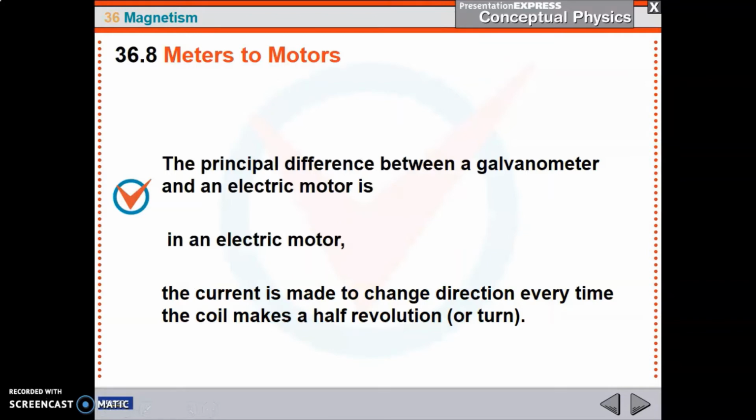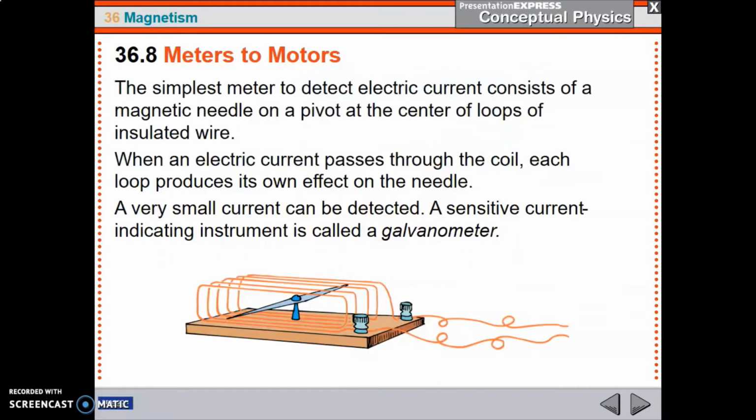The principal difference between a galvanometer, a meter, and an electric motor is, in an electric motor, the current is made to change direction every time the coil makes a half a revolution, or a half a turn. If you don't understand that, don't worry, that's what we're going to explain in this section.